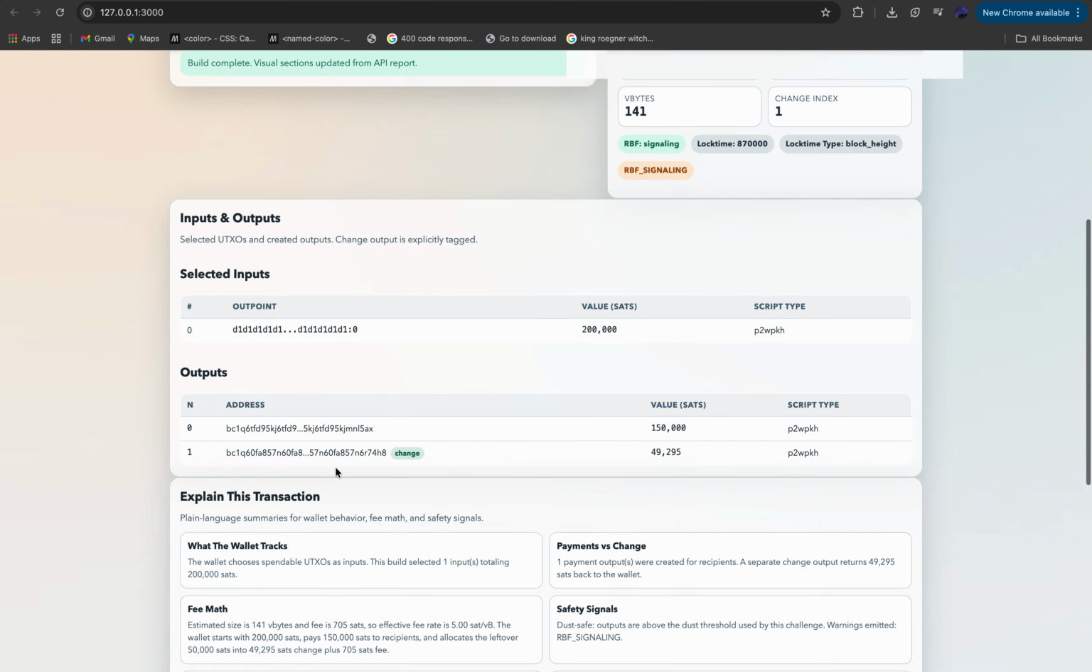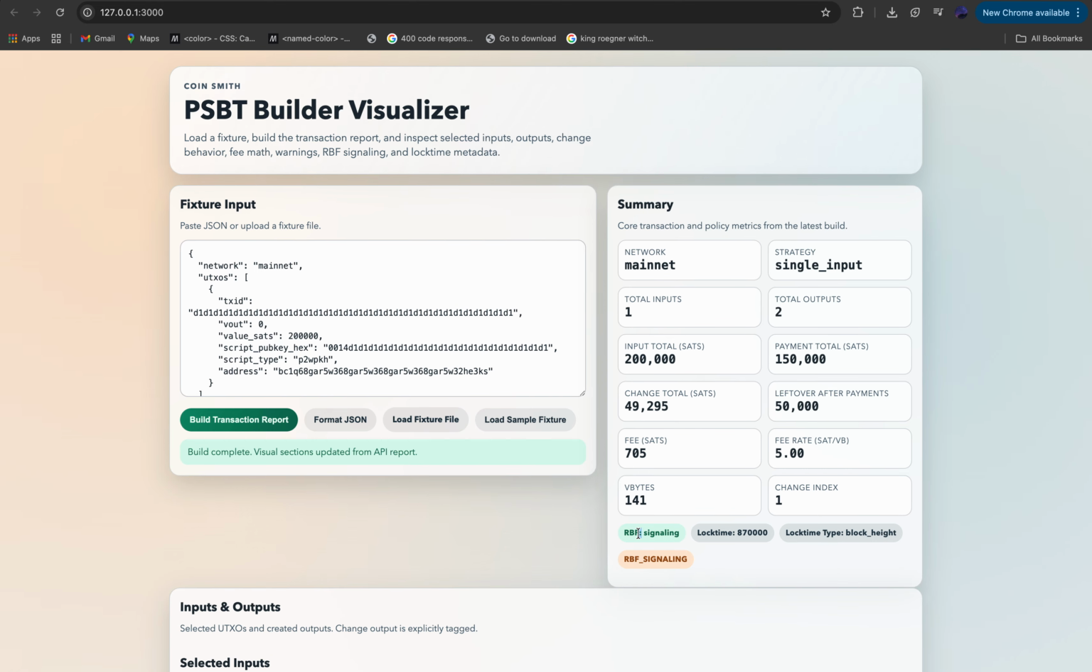Now what is RBF and time lock? RBF stands for replace by fee. If confirmation is slow, the sender can bump the fee by replacing the transaction. That behavior is signaled by non-final nSequence values in the input. And here in our case, the lock time is 8,70,000, and nLockTime is a time lock field. Here the type is block height, and these are explicitly defined. In our case, the warning is RBF signaling.